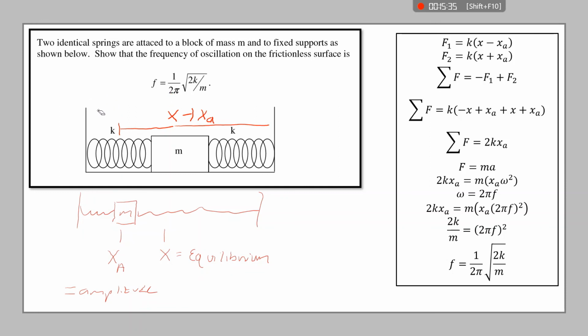Oops, I wrote that wrong. One second. This is xa, this is x. Okay, so x minus xa would be this part, my displacement for the second spring. Okay, so I've got two forces. They're both going to be acting in opposition to each other, so my signs should be different.